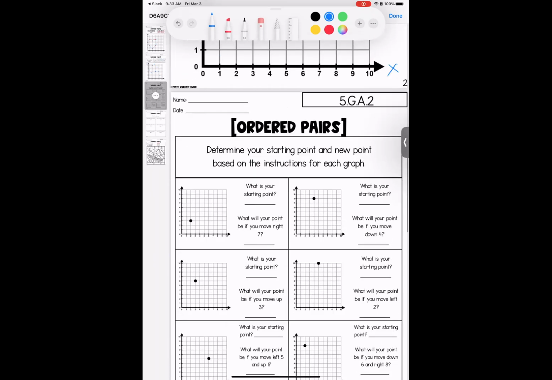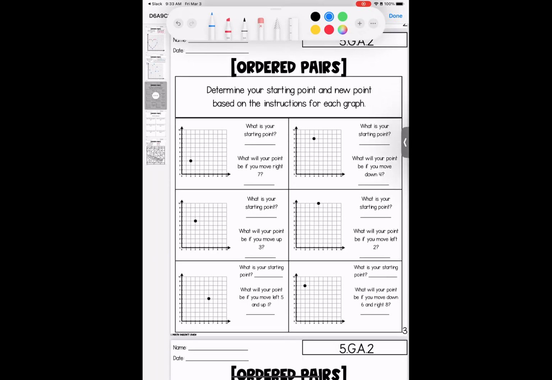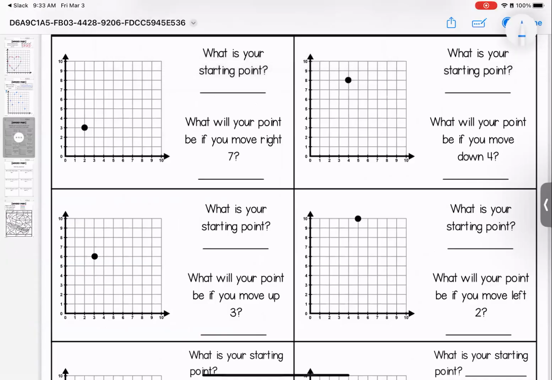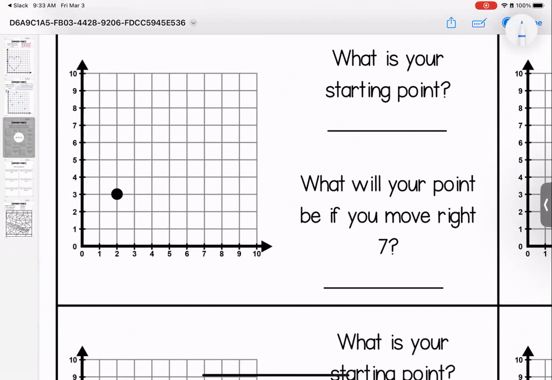All right, Nuggets, our last page, we're determining your starting point and your new point based on the instructions for each graph. So I'm going to go ahead and turn this back at this point so we can see it a little bit bigger. What is our starting point? We need to figure out the point on the graph and decide where we are. For this one, I have to go over 2 and I'm going up 3. So my starting point is 2, 3.